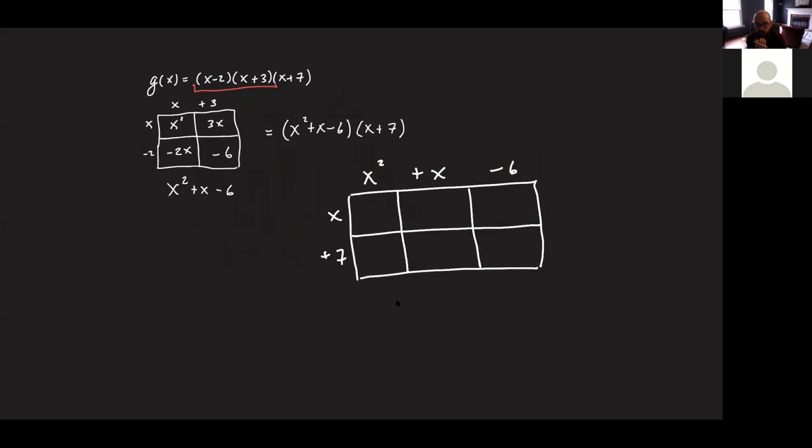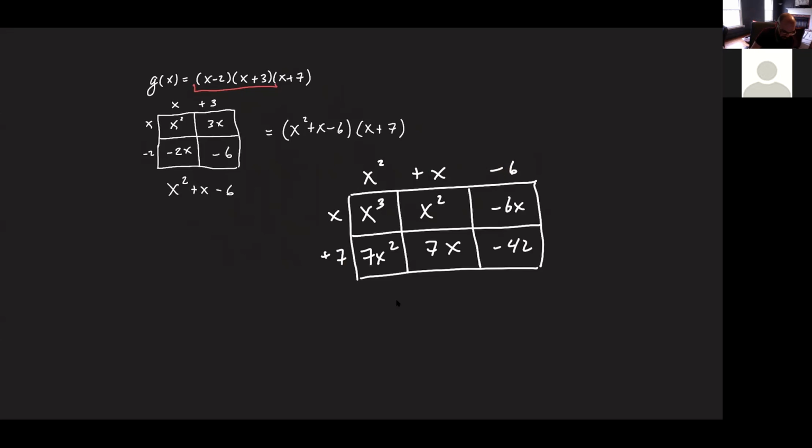As we go through here, it breaks it down where I can now think about this. x times x squared is x cubed. This is x squared, minus 6x. And then I'm going to get a 7x squared, 7x, and then minus 42.